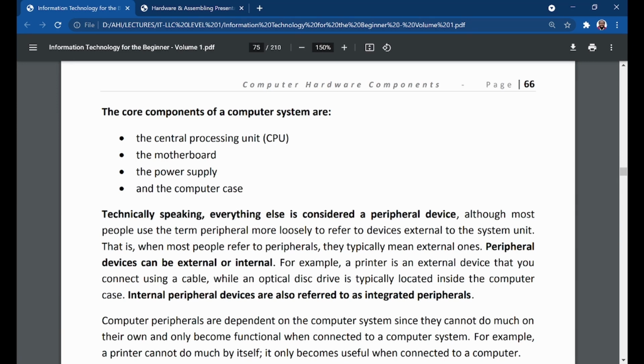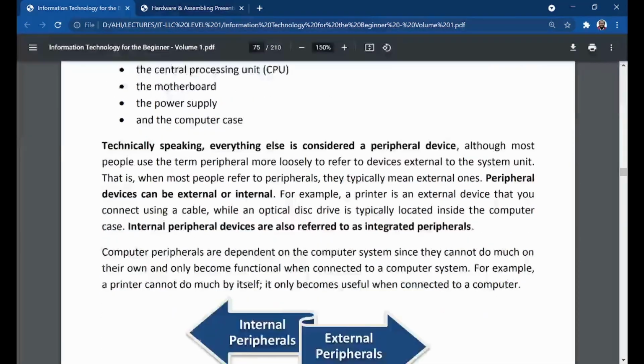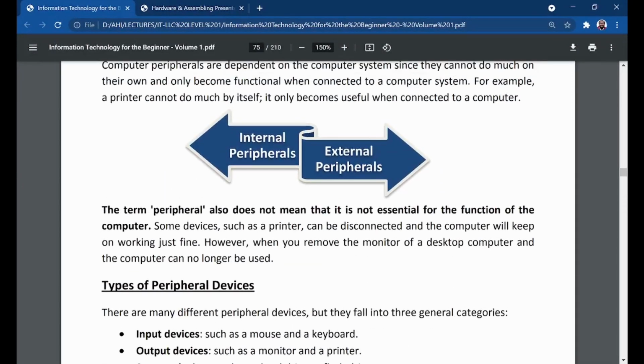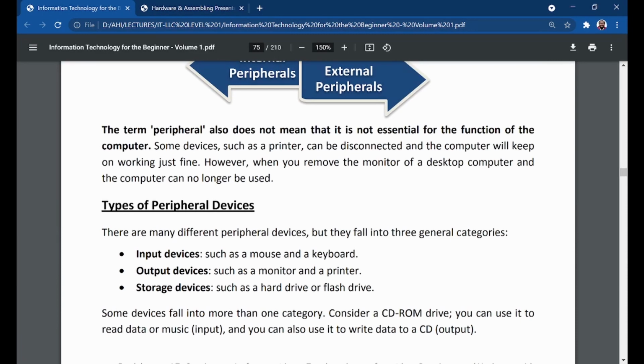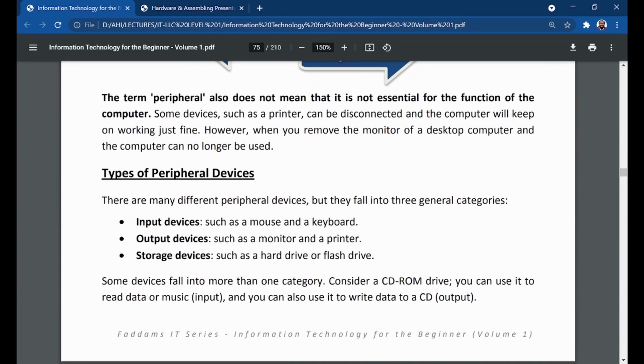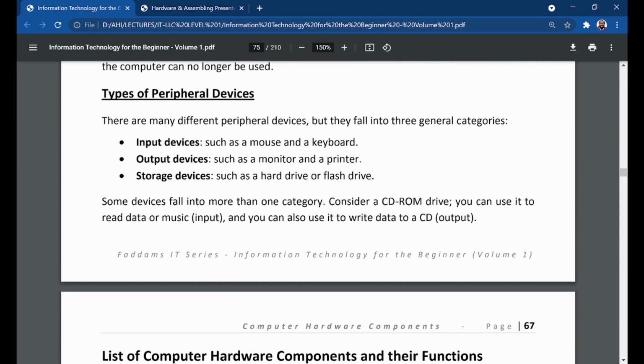Any other hardware is a peripheral. So all the other components are peripherals. We learned that we have internal peripherals and external peripherals. We learned that peripherals are in three categories. That is input, output, and storage.